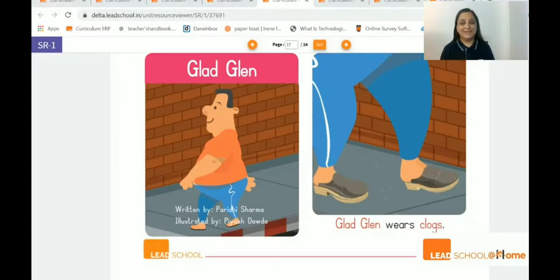So parents, for this story, first introduce the title and author of the story to your child. After that, look at the words which are written in red. Ask your child to read the blend and the letter sounds and then the word. After that, read the sentence with them and ask them to repeat it after you. Now I am going to show you how you are going to read this story with your child.